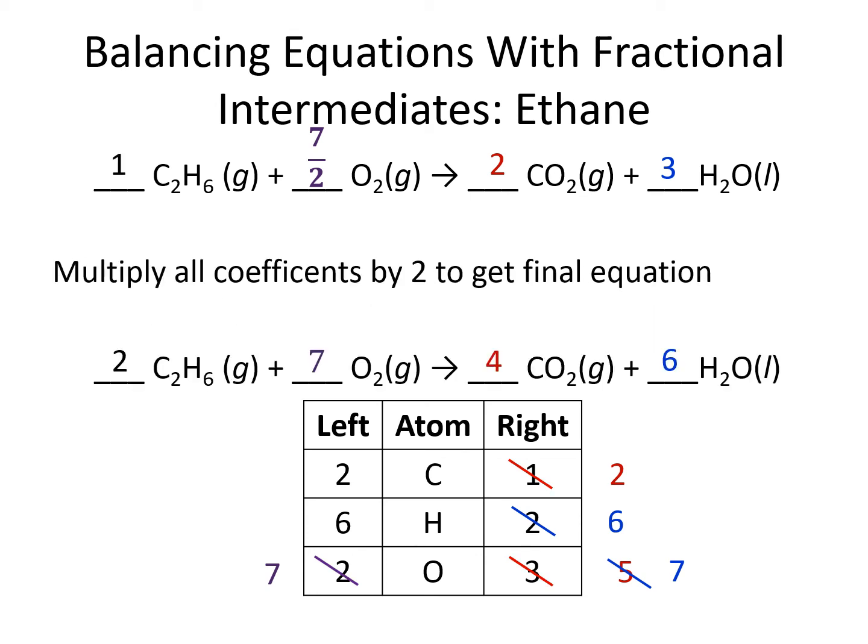To get our coefficients to be whole numbers, we're going to multiply our whole equation, that is all of our coefficients, by 2. 1 times 2 gives us 2, 7 halves times 2 gives us 7, 2 times 2 gives us 4, and 3 times 2 gives us 6. We could update each of our counts, so we have 4, 12, and 14 on each side, but that ratio still holds. Our final balanced equation is 2 ethane plus 7 oxygen makes 4 carbon dioxide plus 6 water.